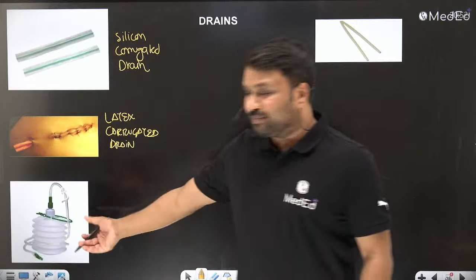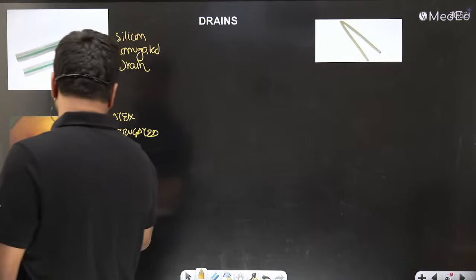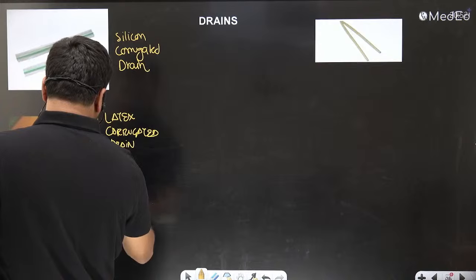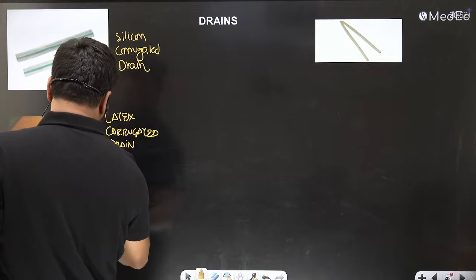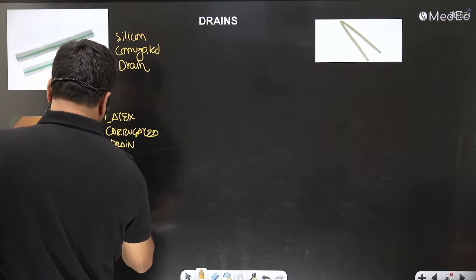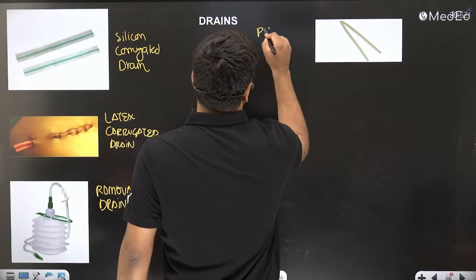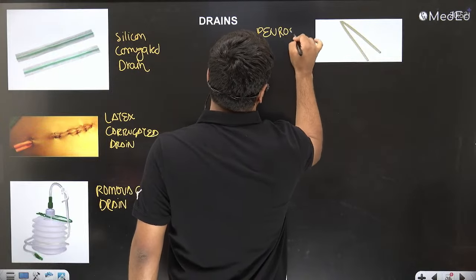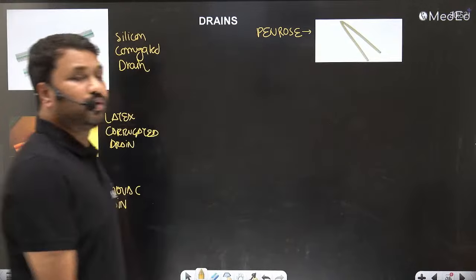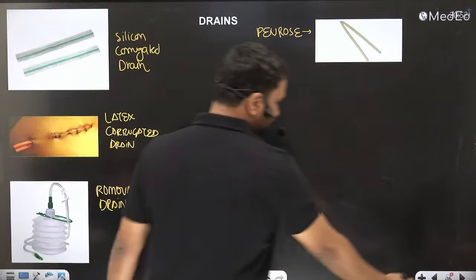Here you can see it's a compressive negative suction drain. This is what we call the Romovac drain. This is what we call the Penrose drain.